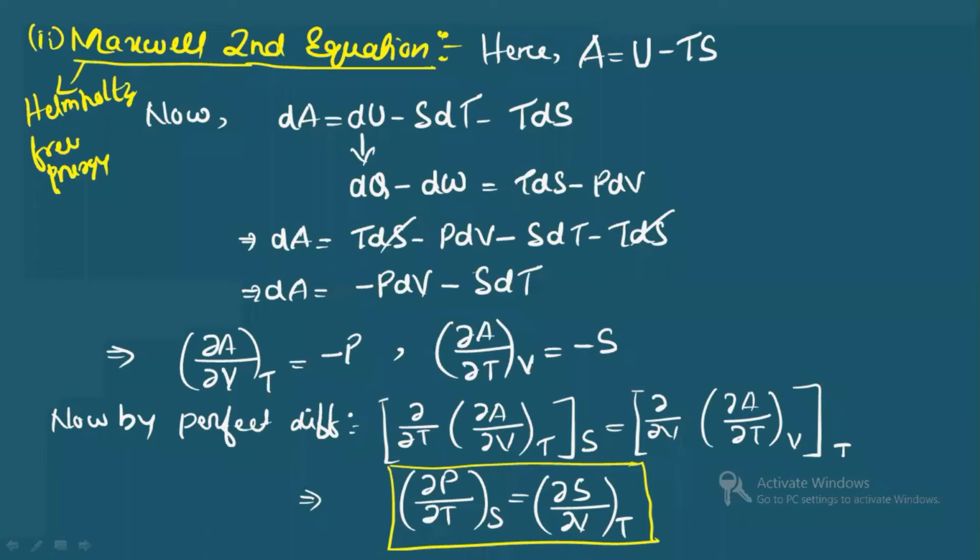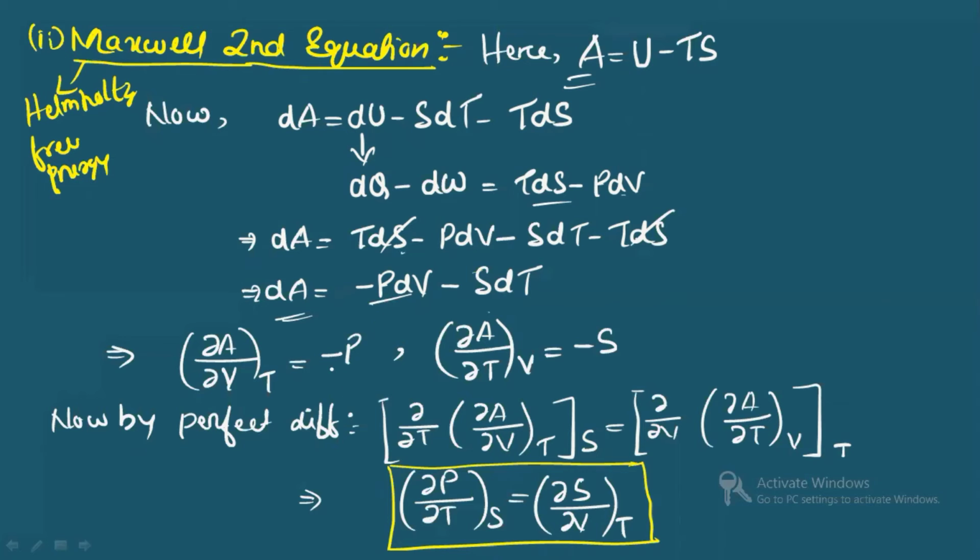Clear? Now let's see Maxwell's second equation. So you will start from what? Helmholtz free energy, A is equal to U minus TS. On taking an infinitesimal change in the process, dA can be written as what? dU minus SdT minus TdS. So dU can be written as TdS minus PdV from the first law of thermodynamics. When you substitute here, dA is equal to TdS, and TdS will get cancelled. You can write minus PdV minus SdT.